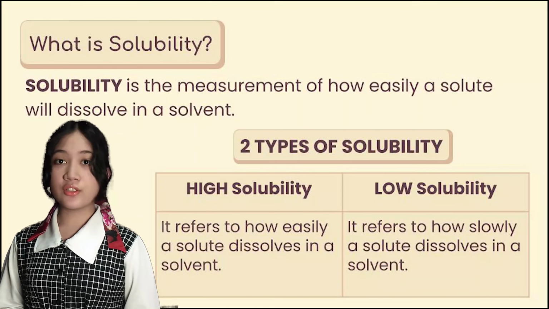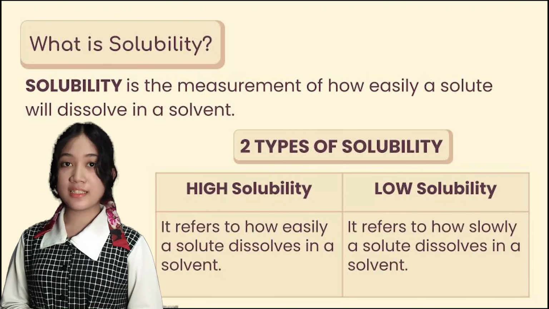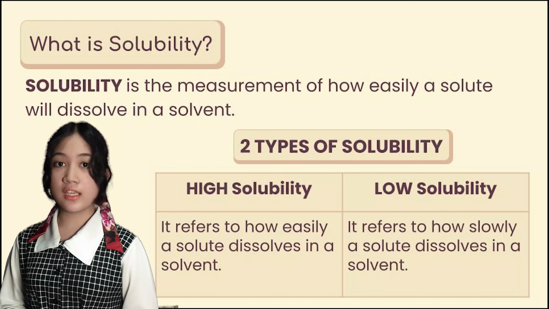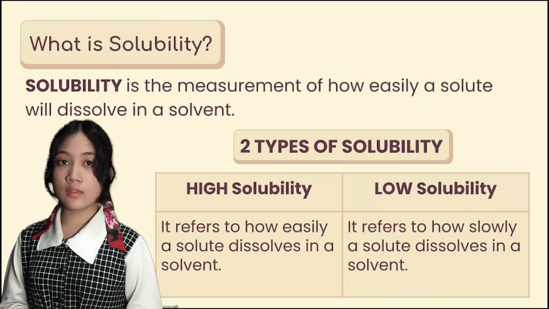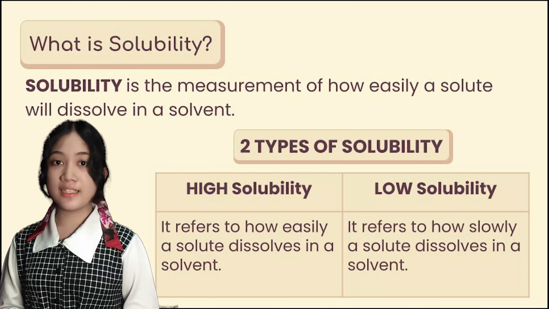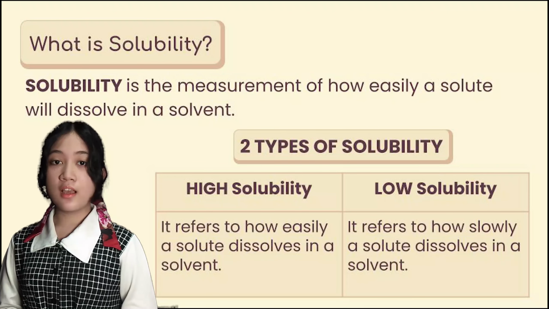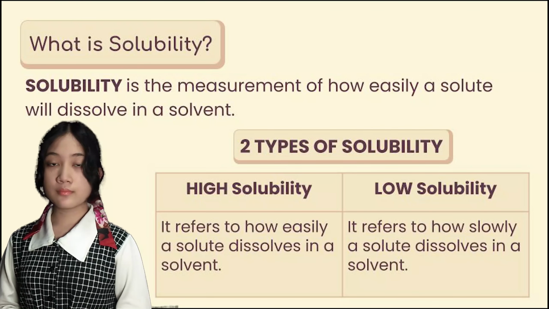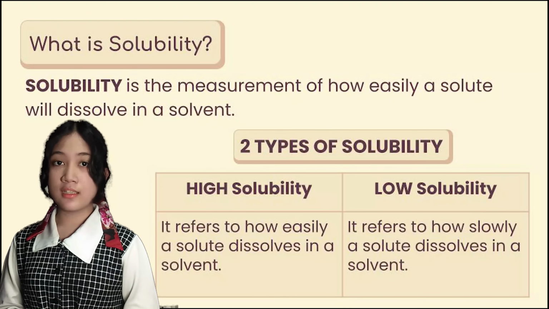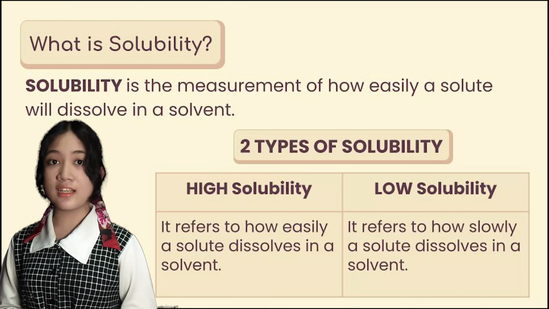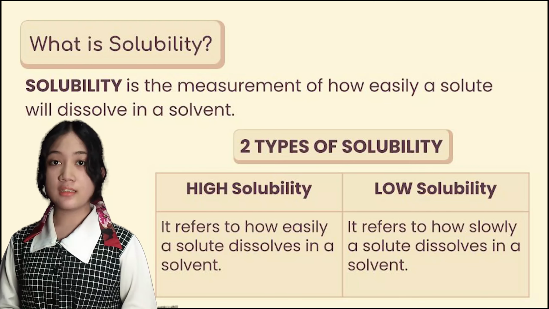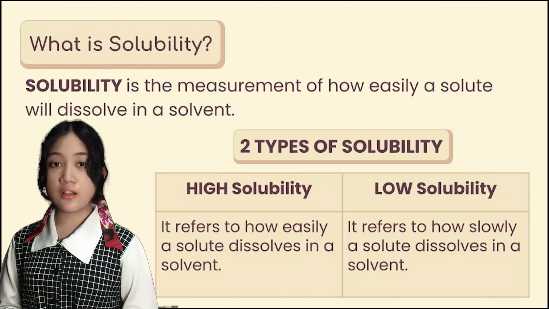What is solubility? Solubility is the measurement of how easily a solute will dissolve in a solvent. There are two types of solubility, and those are high solubility and low solubility. High solubility refers to how easily a solute dissolves in a solvent. Low solubility refers to how slowly a solute dissolves in a solvent.